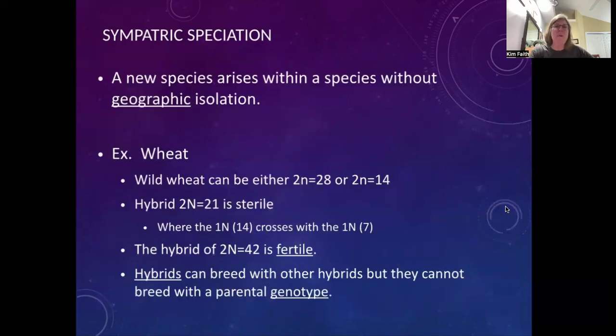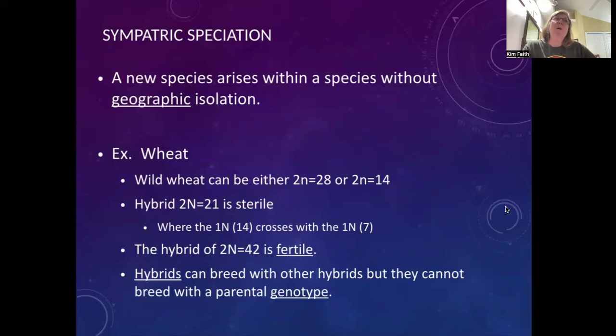Sympatric is where a new species arises within a species without geographic isolation. And I always like to talk about wheat because everybody's kind of like, well, what in the world is going on with people that are gluten intolerant? And then you look at people like, are you choosing not to eat gluten? Is it a diet fad? Well, for many people, the wheat we are eating today is not the wheat that we evolved.